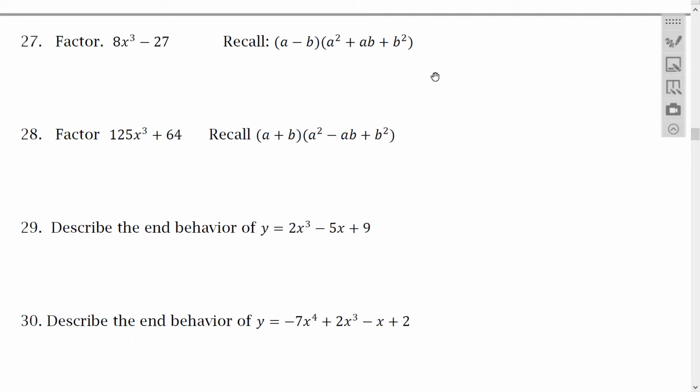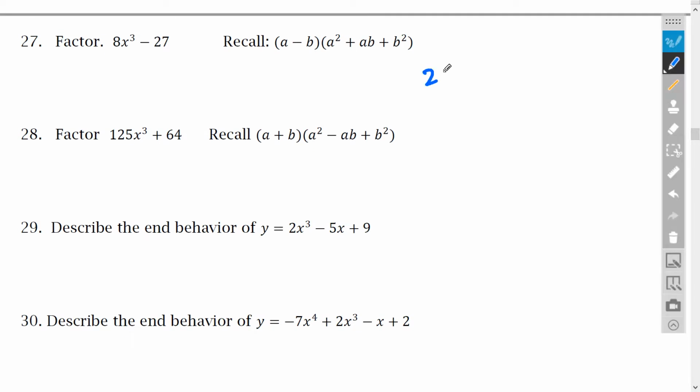27, factor. Remember, okay, so this is a difference of two cubes. Okay, 8x cubed minus 27. So the first cube is 2x to the third power, and the second cube is 3 to the third power. So we would use our formula for a difference of two cubes, and this is the formula. It's (a minus b)(a squared plus ab plus b squared). In this case, 2x is a and 3 is b.